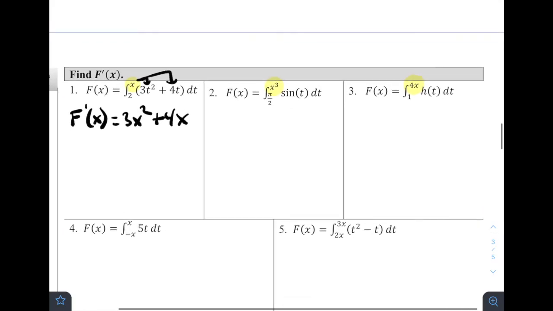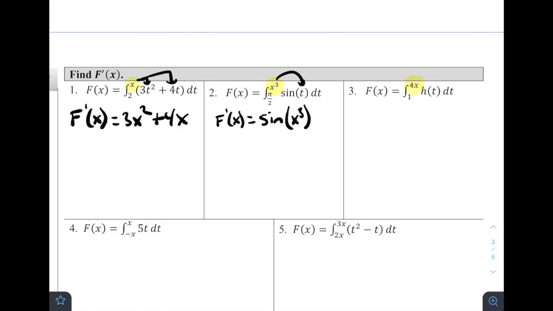And so in this case, the derivative of capital F of x, we'll put capital F prime of x, is going to be equal to sine of x cubed. That x cubed went in for the t. But then, of course, because we're applying the chain rule, we need to multiply by the derivative of the inside. That's going to be 3x squared. So we could write this in general, 3x squared times sine of x cubed. That is how I would write that one.